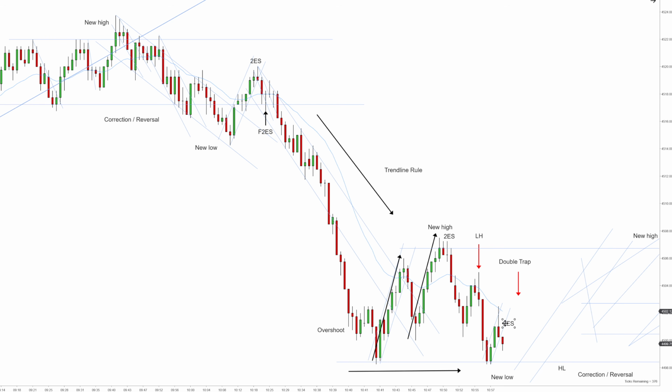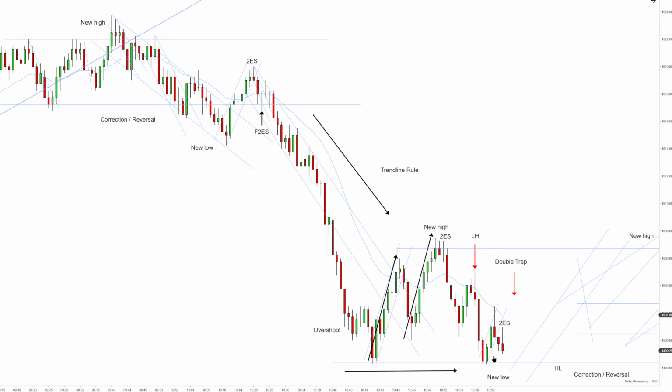You get a failed second entry long here, but you're so far down. Notice how the body is far from the EMA, and you have a micro double bottom. You have a second entry short, but you cannot take it. It's so far away from the EMA.